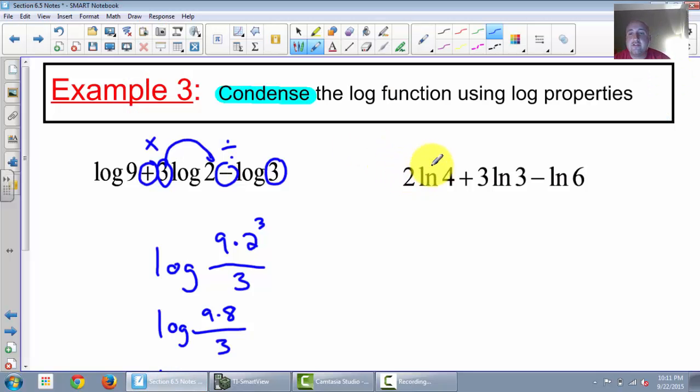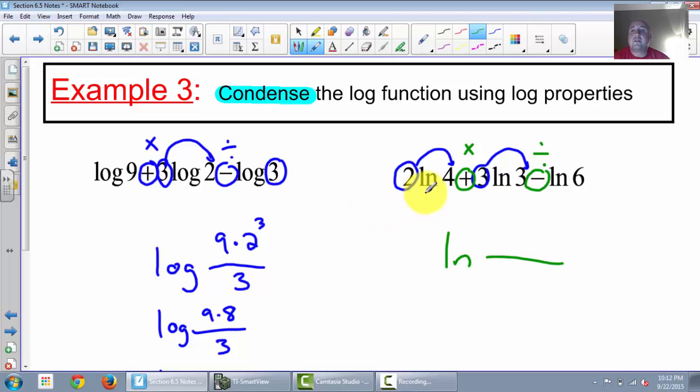All right, so let's see what we have here. So we have 2, this should go to the 4. We have a 3, that should go to the 3, and then we have that 6 by itself. But we also have a plus sign there. So plus means multiply, this minus means divide. So I'm going to put my 1 ln with my division bar. I have a 4 to the second power. I'm going to multiply that by 3 to the third power, and I'm going to divide by 6.